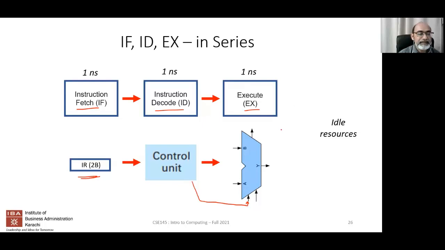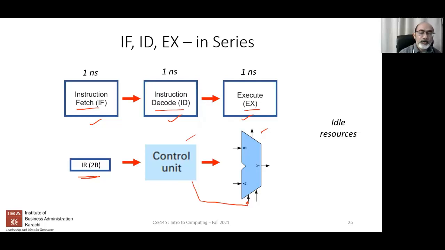And then the output comes in. If you're adding two numbers, for example, this will say, add the two numbers in registers. The control unit is going to do something fancy, and then it's going to tell the ALU to add these two numbers instead of subtracting or doing something else. Now notice that this is similar to the laundromat, in which you have three resources, and while the instruction is being fetched from memory into the instruction register, the control unit is idle and the ALU is idle.